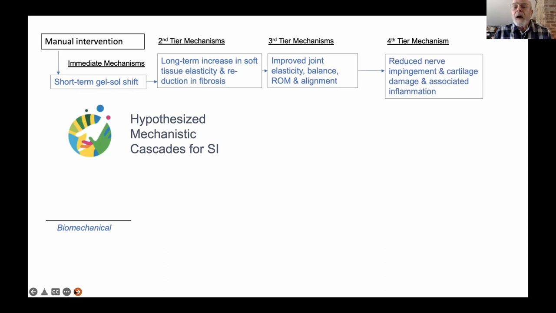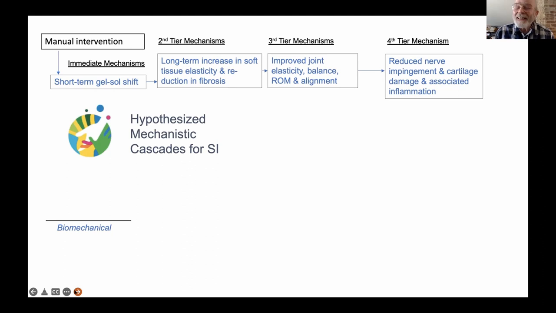Now we're already to the fourth mechanism. If you improve joint alignment and elasticity, you can reduce nerve impingement, you can reduce stress on the cartilage, you can reduce cartilage damage, and you can thereby reduce inflammation. Plausible, right? But we have to prove it. It's not proven.